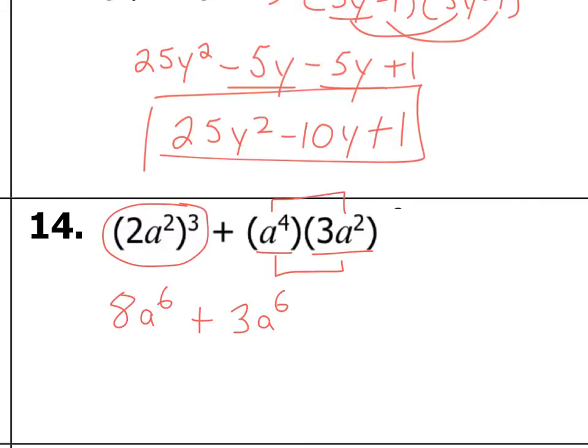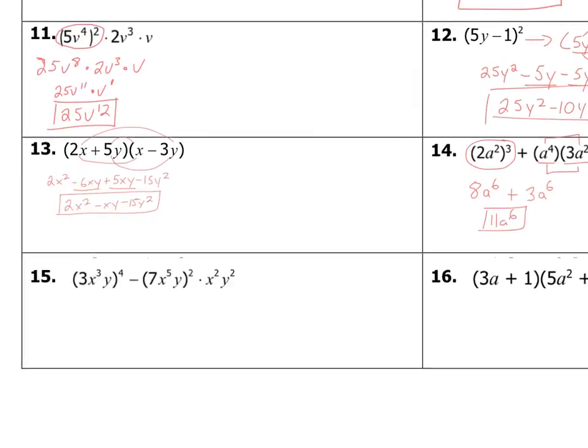Can we add these two? Absolutely. Same variable, same exponent. So we would just add the coefficients. This would be 11a to the 6th power. Final answer, 6th degree monomial.